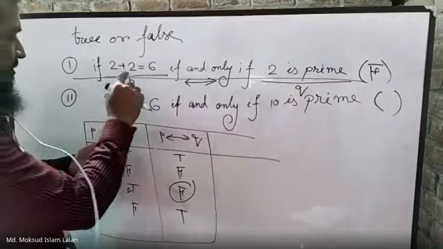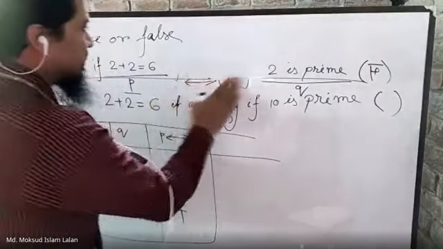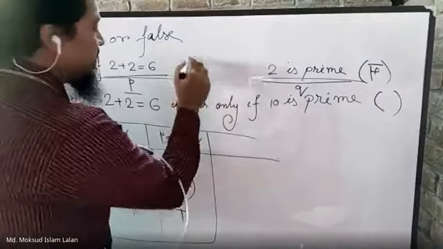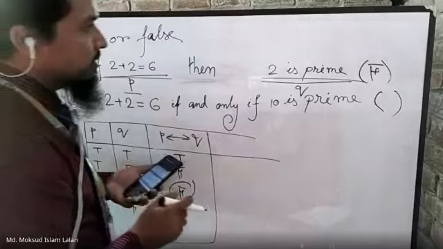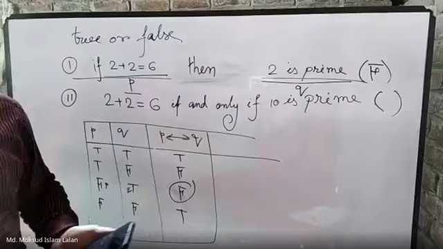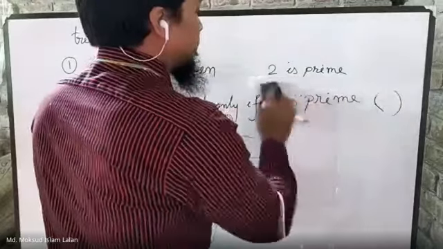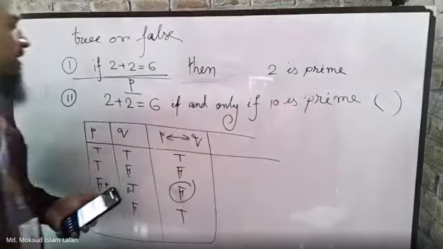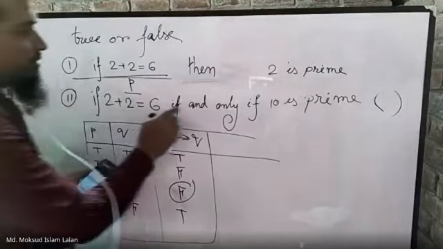If this, instead of this, then 2 is a prime number. Now, is it true or false? Can you determine this? Is it biconditional? The first one will be false.